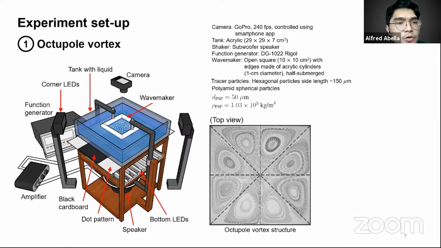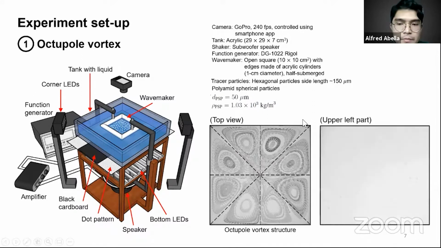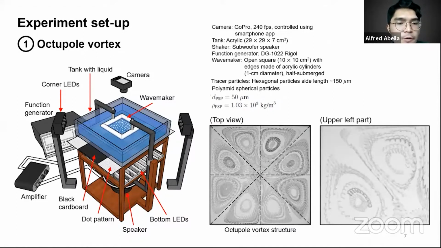This is the octupole vortex pattern structure that can be generated using the setup. And you can look at the upper left part. We can also see the gyrations of the particles as observed by the Australian team for their vortex lattice structure.